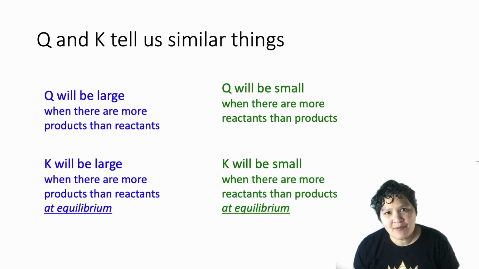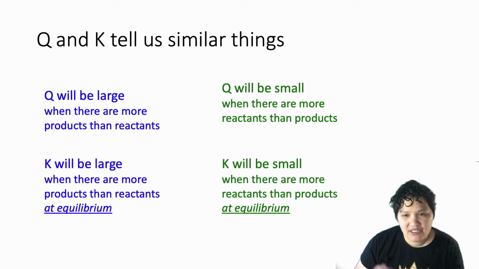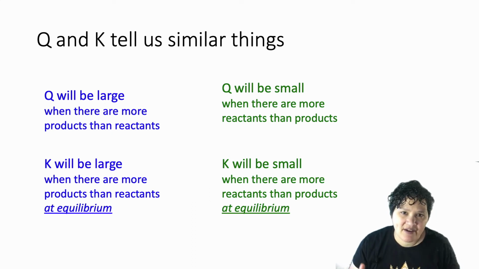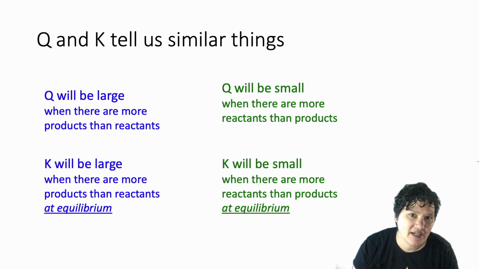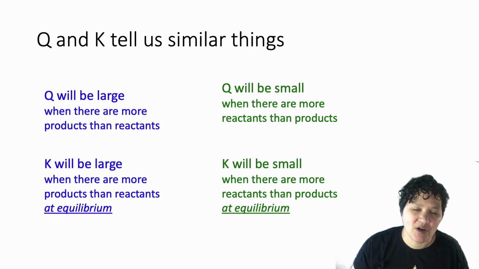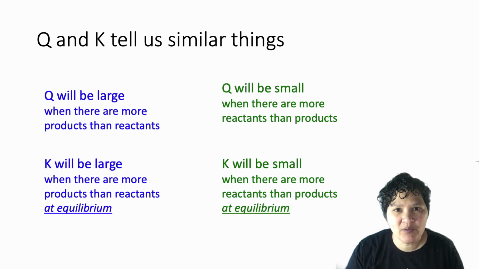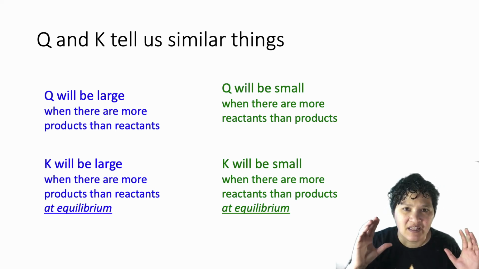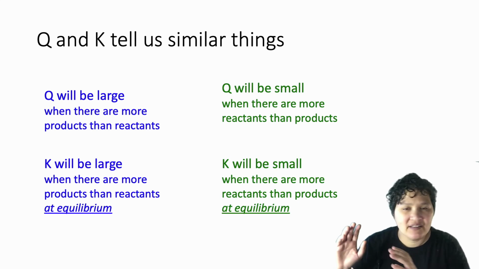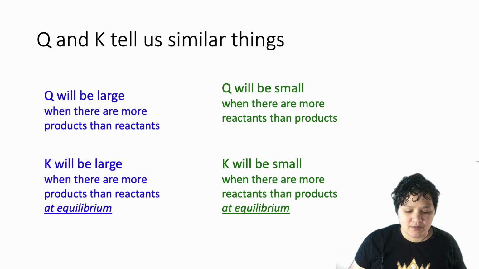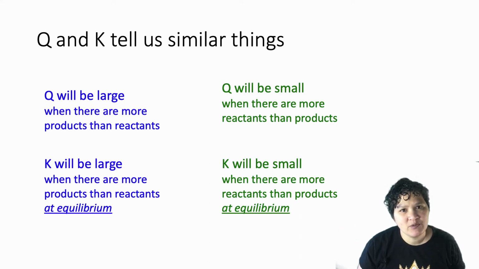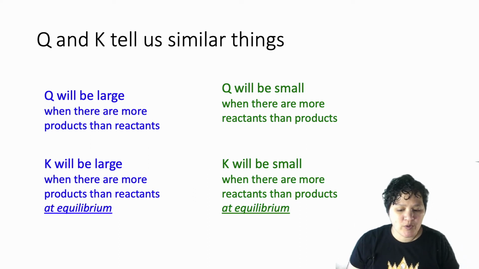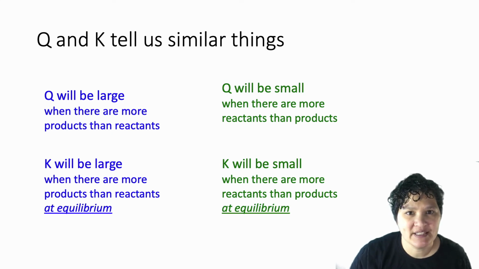Now let's talk about the opposite case, when Q is small. Q is small tells us that we have more reactants than products at any given time. If K is small, that tells us that at equilibrium, when the concentrations are no longer changing, you have a lot of reactants and almost no products. K is large when we have more products than reactants at equilibrium. K is small when there are more reactants than products at equilibrium.